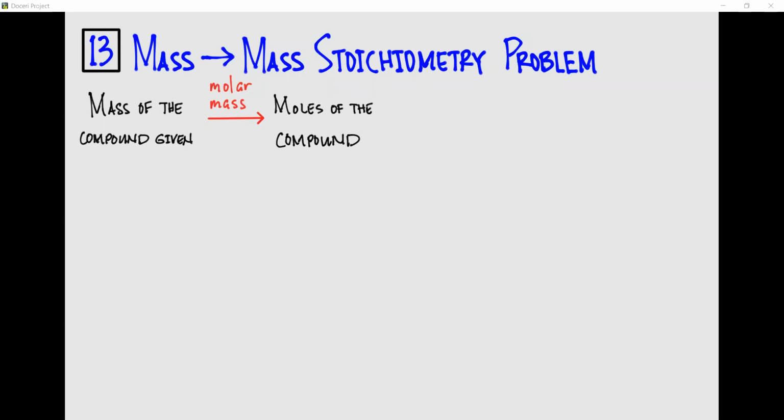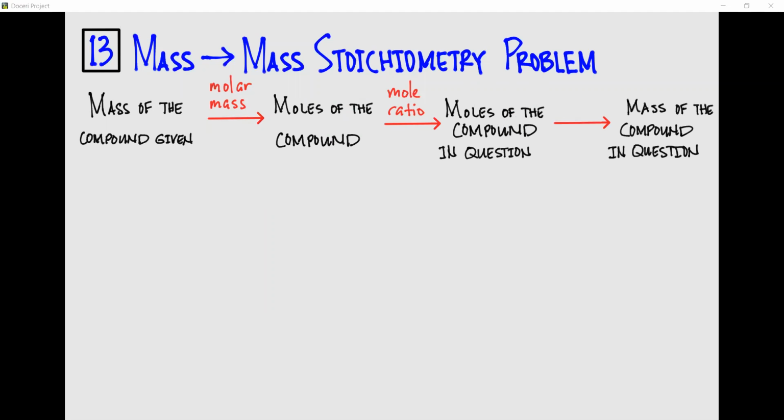So you would have to convert this moles of compound to the moles of the compound in question, okay, using the mole ratio. And then from there, once you've determined the moles of the compound in question, you can convert that to mass of that same compound using the molar mass of the compound.